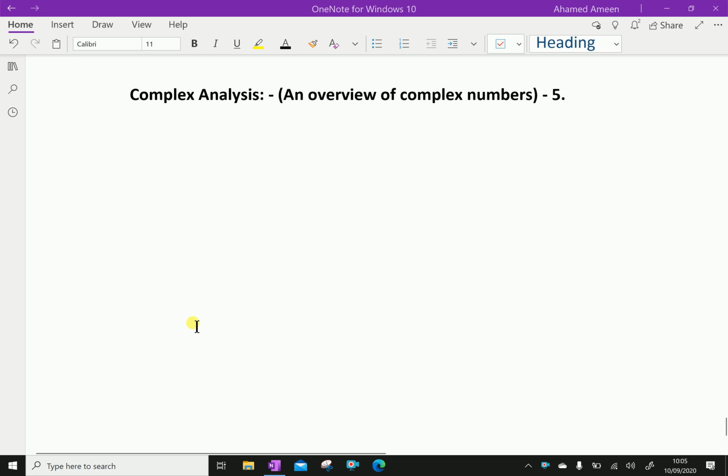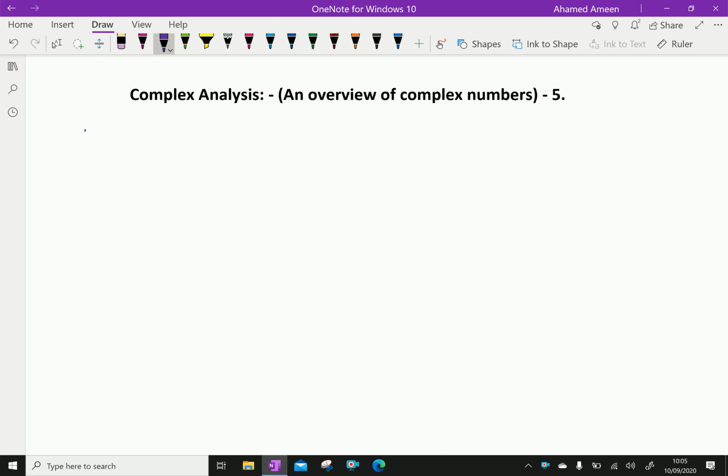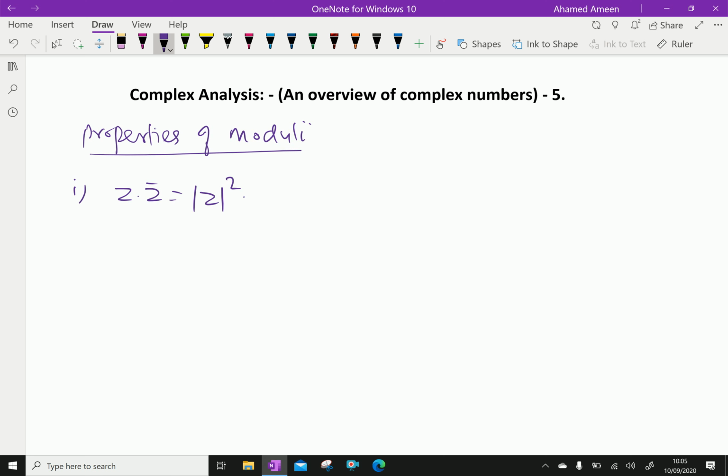Here we discuss properties of moduli of complex numbers. Here, z into z bar equals modulus of z squared. That is, a complex number into the conjugate of this complex number equals the modulus squared.